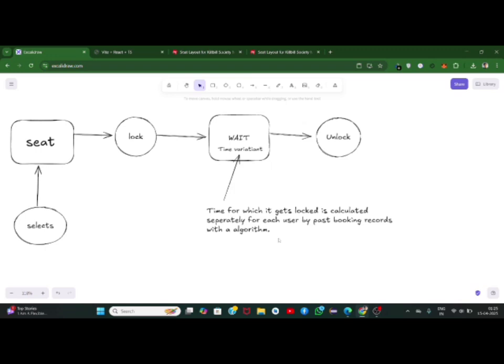So I am using a particular algorithm to scan all the past booking records. Just as an example, I will calculate a percentage of the past records of that particular user: in the past, how many of the seats he has selected but not booked. Upon calculating all those percentages and parameters, I will give him a point. Upon this point, I will decide for how much time he or she will be locked. So this is the mechanism which I have built.